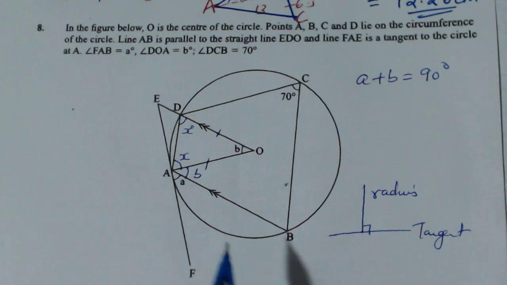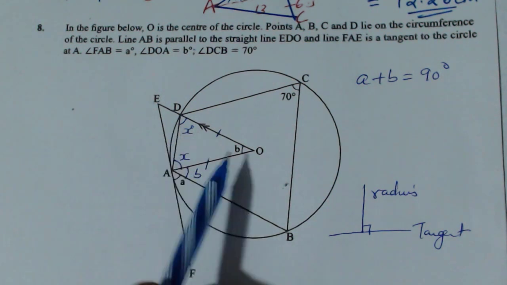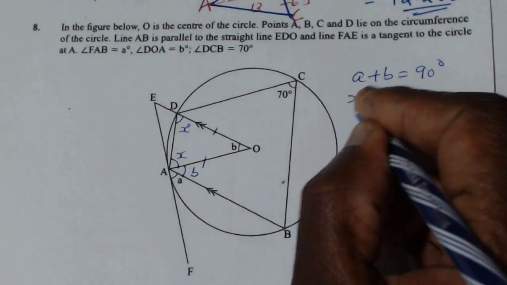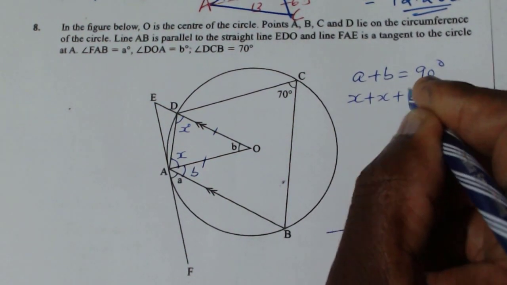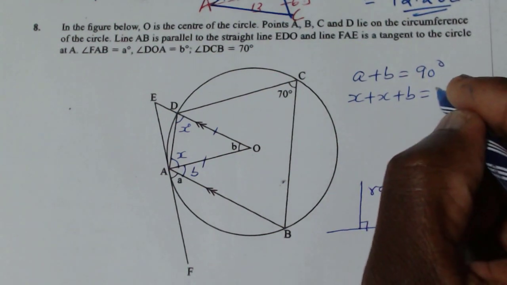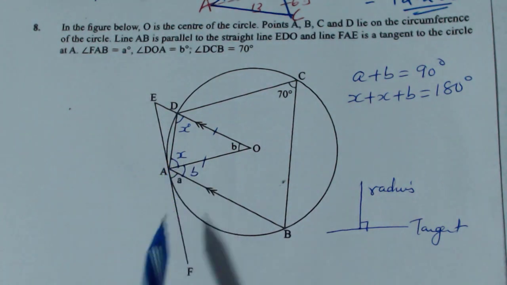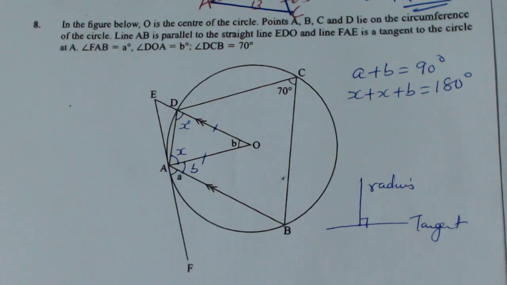Then there is something else. Look at this triangle OAD. You have x plus x plus b. This should give 180 degrees, the sum of angles in a triangle.